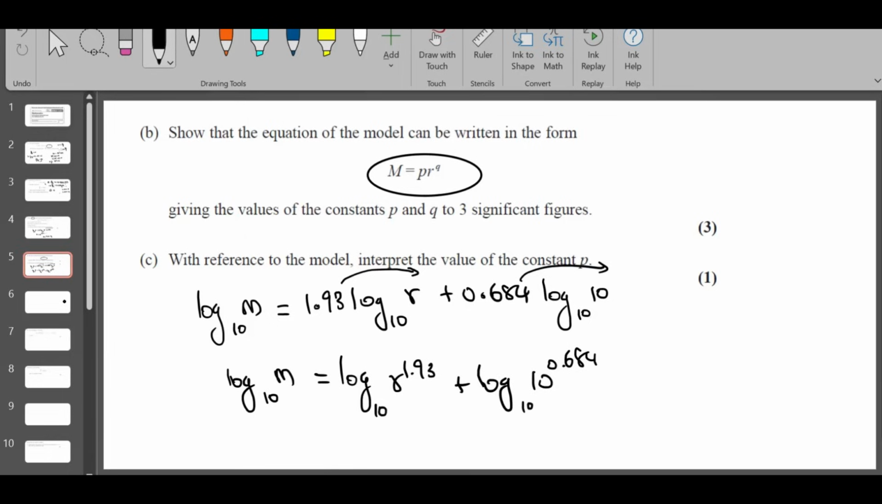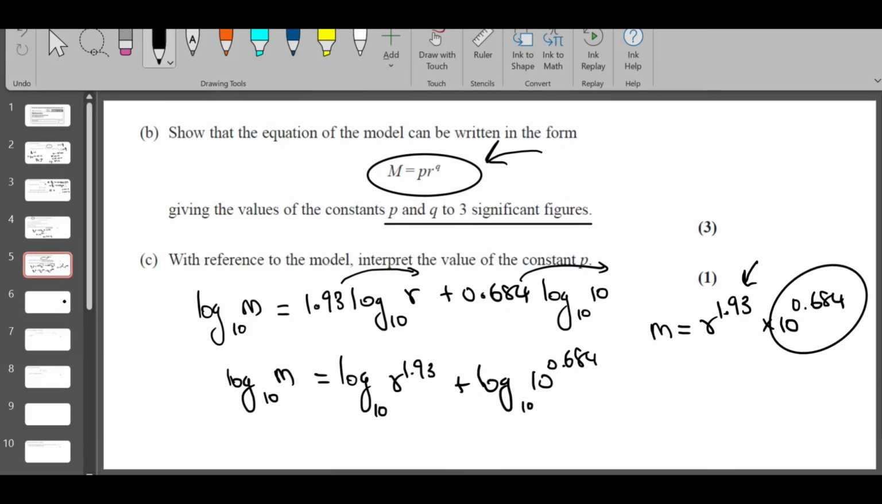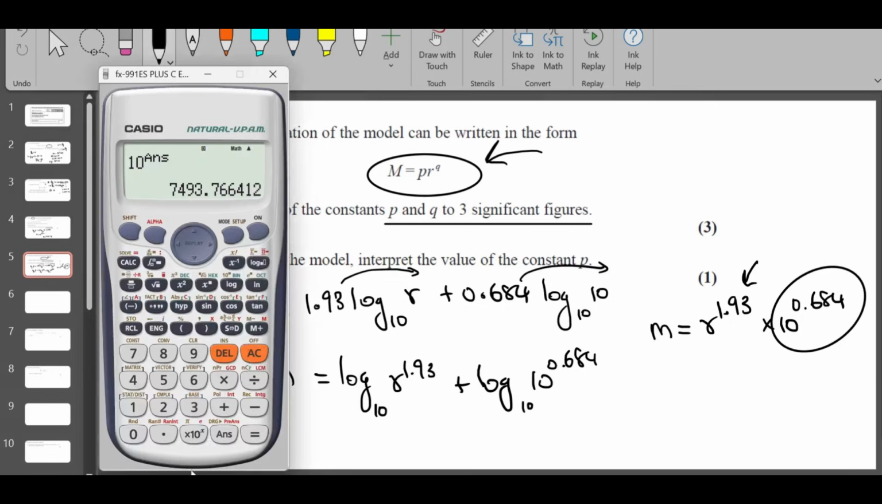And using laws of logarithm, you need to combine this. Log a plus log b is log a times b, and get rid of the logarithm on both sides. You will get m is equal to r power 1.93 times 10 to the power 0.684. They want you to write it in this format, where they want the values of a and p and q to three significant figures. Q is r power q, it's already three significant figures. We need to find the value of this and change it to three significant figures.